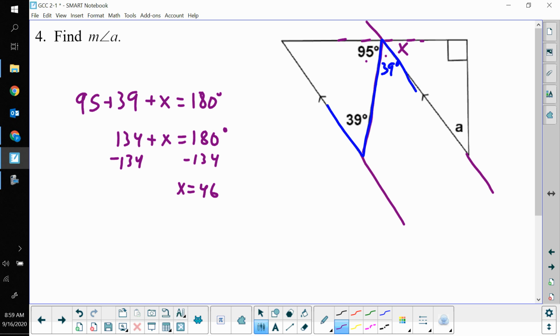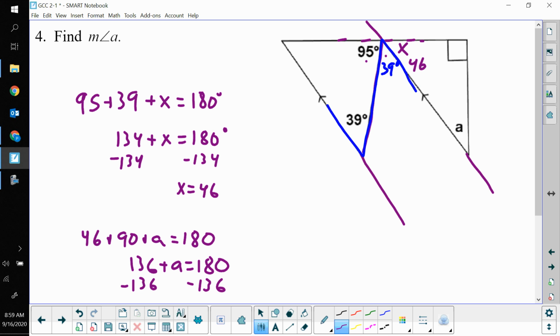Well, notice we wanted to find the measure of angle A, not the measure of x. So we know that's 46, and now we can use that the angles in our triangle will add to 180. Angles in a triangle will always add to 180. So we have 46 plus 90 plus A should equal 180. Combining like terms, that would be 136 plus A equals 180. And subtracting the 136 over, we would get angle A is equal to 44 degrees.